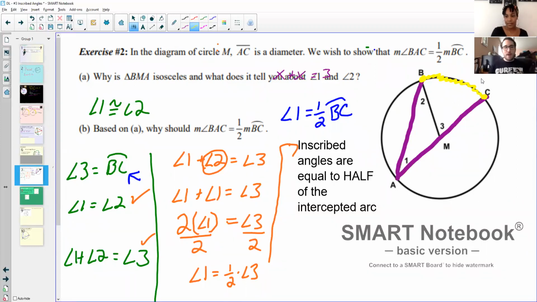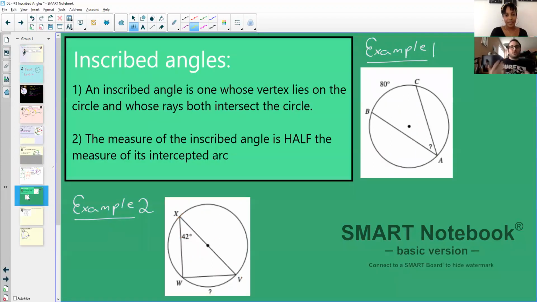Okay. All right, so we're gonna move on. So now we're going to do what does this look like? So if we give you some quick examples of what we could ask you, that's what we're going to do right now. So if you just got in, or maybe some of you are writing some notes down, the thing that's in the top left box, that's what you should have in your notes. An inscribed angle is one whose vertex lies on the circle and whose rays both intersect the circle. And now we know that the property is that the measure of the inscribed angle is half the measure of the intercepted arc.